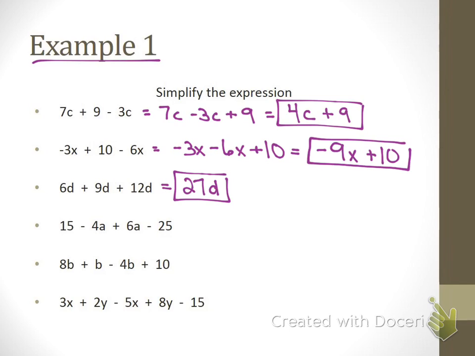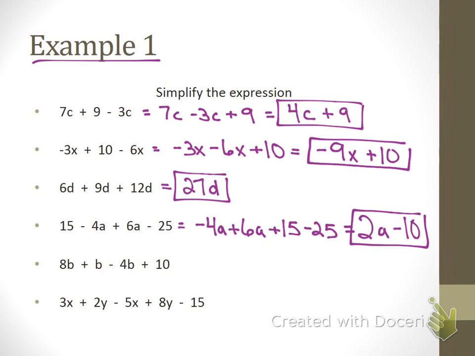All right, so I group them together. Did you group your negative 4A and 6A together? Did you do that? Kenzie, did you do that? Yes. Cabrilla, did you do that? And then did you group your 15 and your negative 25? All right, so big question, and if you're struggling, use your calculator. What is negative 4 plus 6? 2a plus 10. Whoa, whoa, whoa. Is it plus 10? 25 is bigger, it's negative. Yes. Minus 10. 2a minus 10.